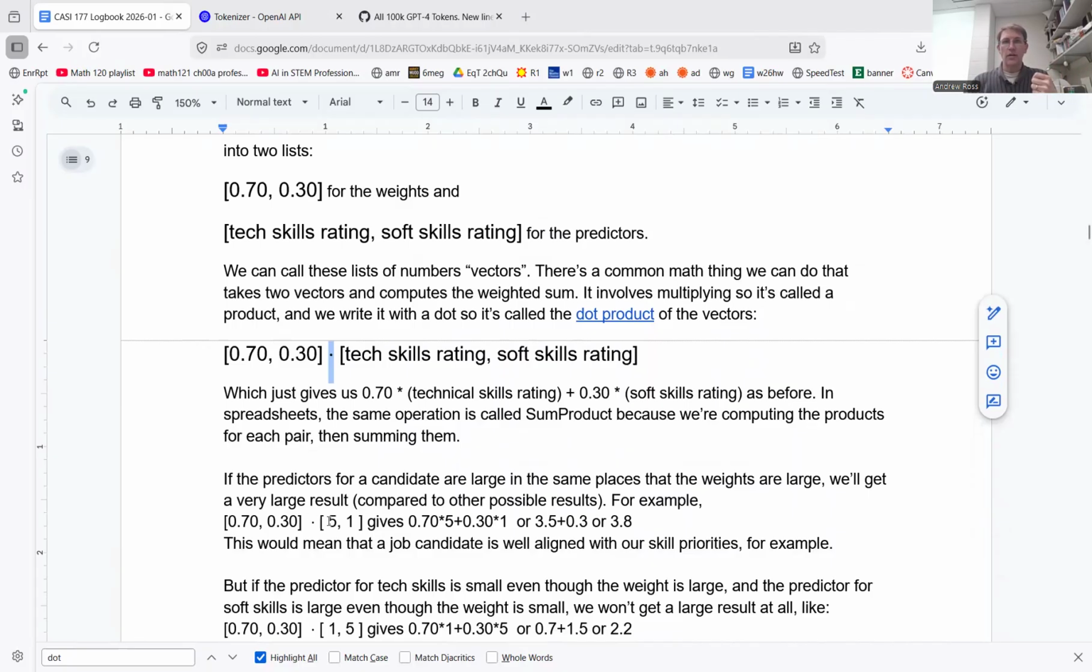So if we had a candidate whose tech skills was 5 and soft skills was 1, the dot product of 0.7, 0.3 with 5, 1 gives 0.7 times 5 plus 0.3 times 1, which is 3.5 plus 0.3 or 3.8. So that's not a bad overall score. This would mean that the job candidate is well aligned with our skill priorities.